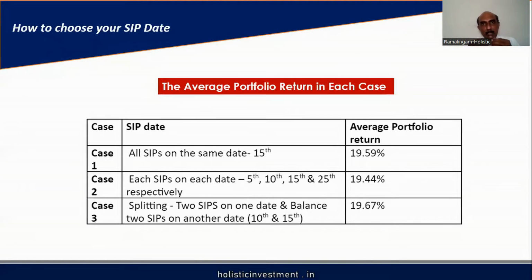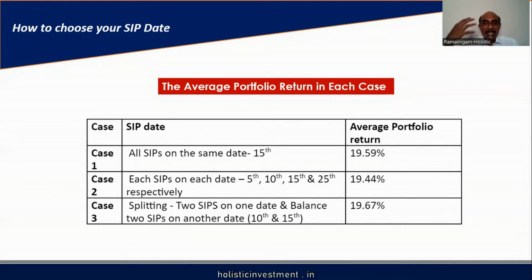You are doing 4 SIPs, all the 4 SIPs when you do on 15, the return is 19.59%. Instead of that, if you spread those 4 SIPs in 4 different dates, one SIP on 5th, other SIP on 10th, another SIP on 15th, another SIP on 25th respectively, the return works out to 19.44%. When you split it into 2 dates, means you are doing 4 SIPs, on 10th you are doing 2 SIPs, on 15th you are doing another 2 SIPs, the return works out to 19.67%.